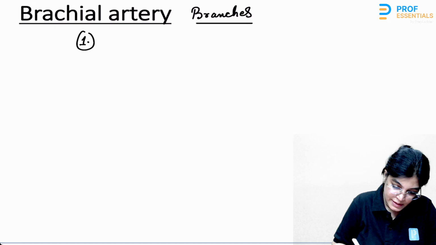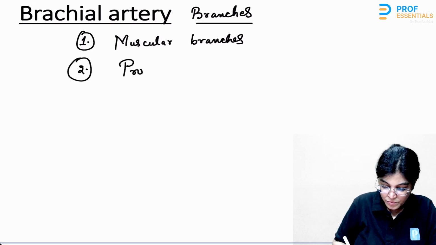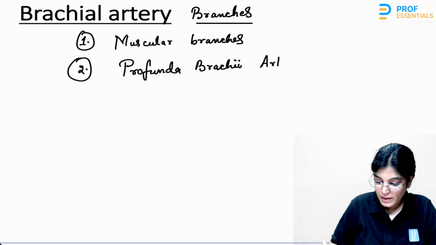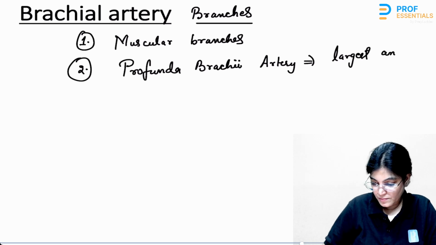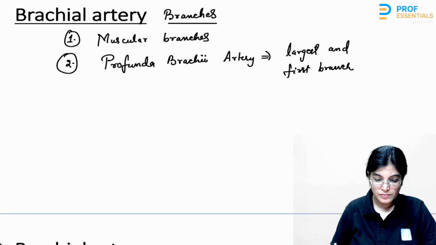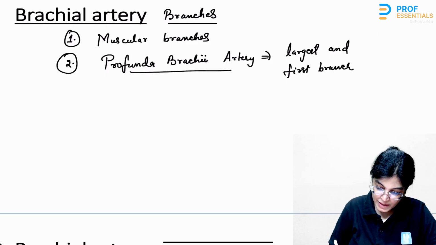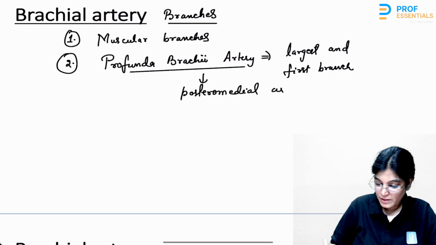So the branches are: it gives muscular branches to the surrounding muscles in this area. It gives the profunda brachii artery, which is the largest branch of the brachial artery. You can say it is the largest and first branch. It arises from the posteromedial aspect of the brachial artery.